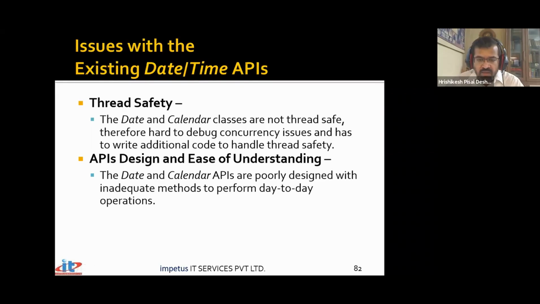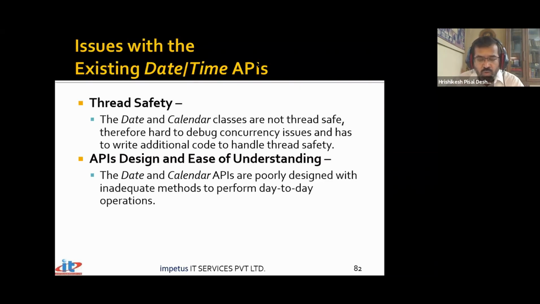Now, when we talk about day-to-day operations, suppose I ask you what's the date tomorrow, or what's your birth date. In that, I'm not really interested in the information regarding the time. Likewise, if I ask you what's the time now, am I really interested in knowing the date today? Unfortunately, the Calendar and Date classes give you date as well as time, with those unnecessary components also.